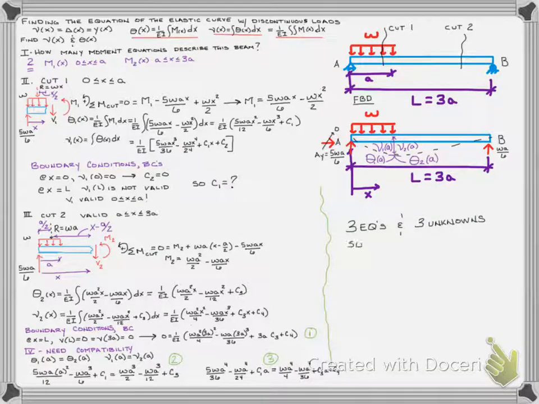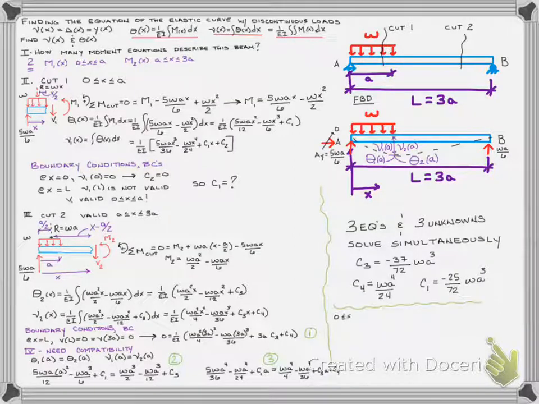So you can either just solve them simultaneously using math methods that you learned back in high school. You can also set up a matrix and solve it with the matrix. But what you would get back out is that C3 is equal to negative 37 over 72 times wA cubed. Your C4 better have 4 length terms in it, and that's wA to the 4th over 24, and C1 is just minus 25 over 72 times wA cubed. Notice C1 and C3 are only in the slope equations. The slope equations only have 3 length terms, an x cubed or a squared x, whatever. But then we're really done.